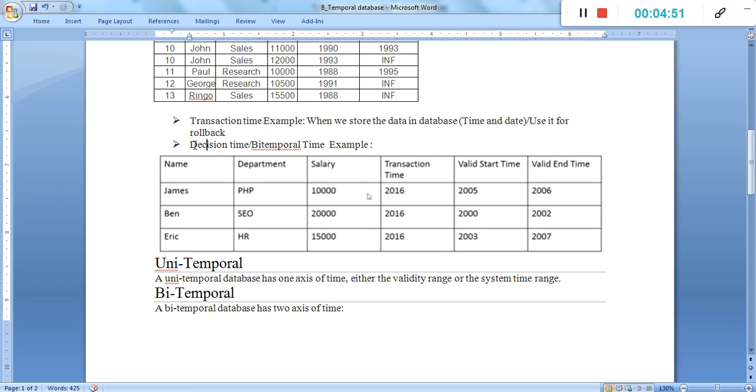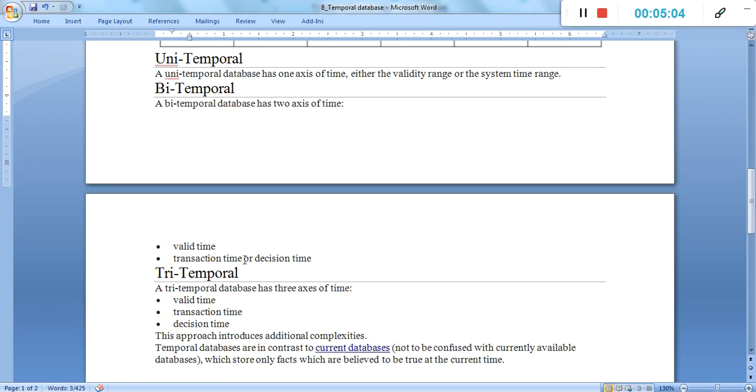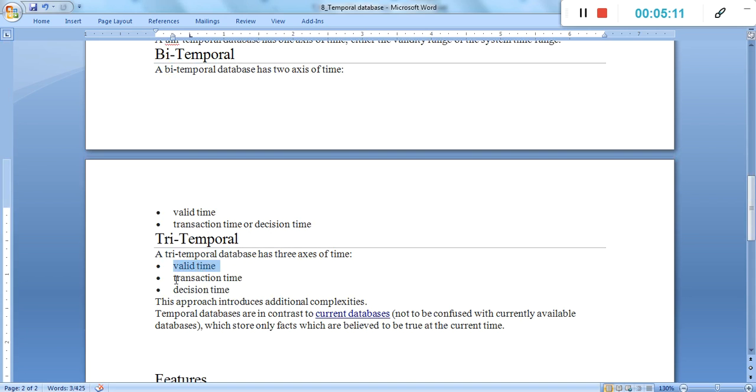Then we just go with the decision time, at that time we just roll back the record, or it may be delete the record up to what year. That one is simply the decision time, or the bitemporal time. Then the tritemporal database has three axes. That one contains the valid time, transaction time, and the decision time.